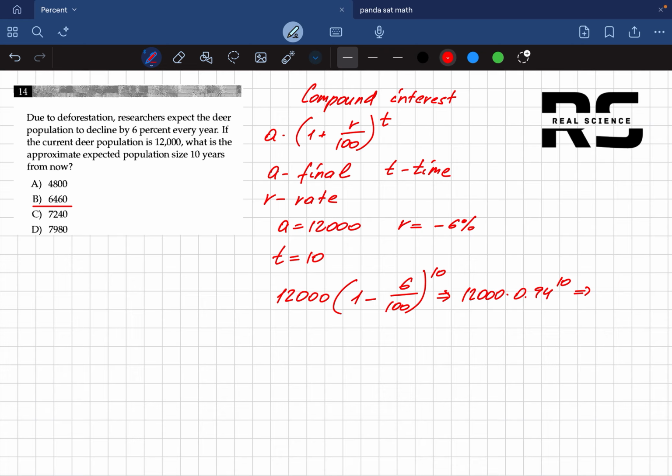That's gonna be, oh no, I've calculated it incorrectly, sorry guys. So we're gonna write 6% every year. So let's just go 12,000 times 0.94 to the power of 10. So we have 6,463. This is the number that I'm getting. Yes, the closest answer is B. So the answer is B.